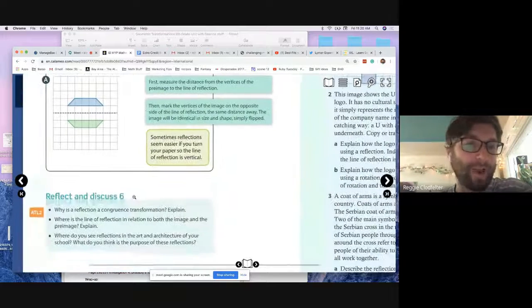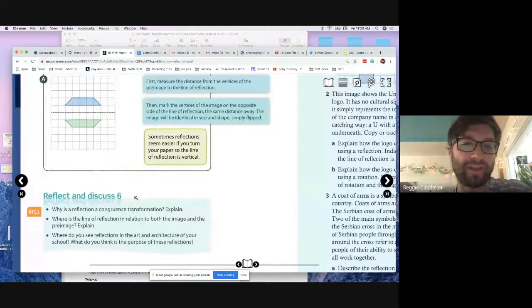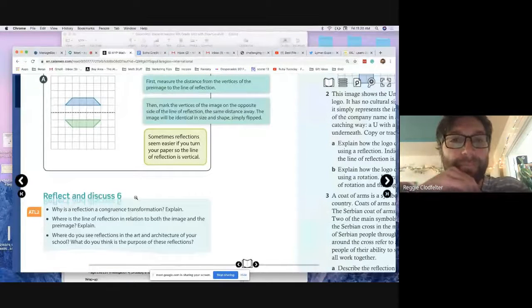Okay, someone else volunteer. Where's the line of reflection in relation to both the image and the pre-image? Max?